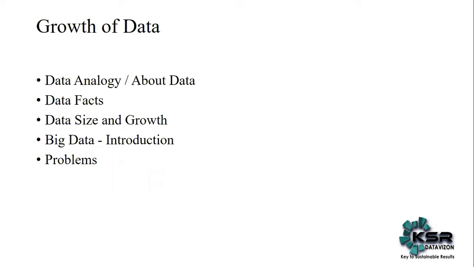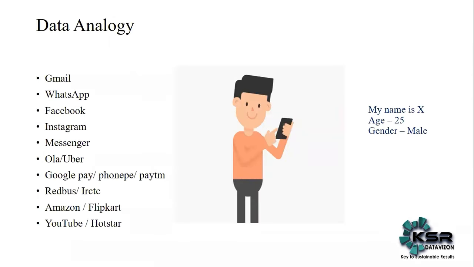Now, first thing, just open your smartphone. I'll give a minute of time. Just pause, go to your smartphone and see how many applications you are using. The ones I've listed are maybe the basic apps which you have. Maybe you'll be using Gmail, WhatsApp, Facebook, Messenger. Maybe I'm a person who always travels in Uber. You may be a person who always travels in Ola. Google Pay, PhonePe, Paytm.